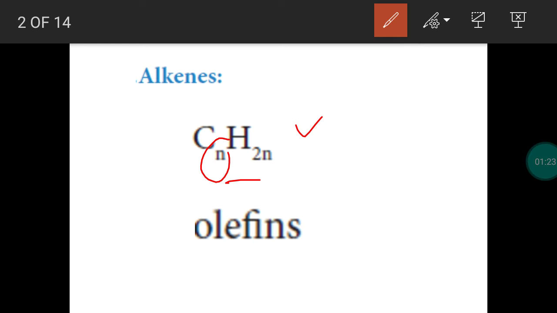So what is the homologous series? Alkenes. By substituting the values 2, 3, 4, 5, you will get the members of the homologous series. So you substitute number 2, what is the formula? C2H4. So that is the first member of the homologous series, ethylene. Common name ethylene, IUPAC name is ethene. What is the next member? C3H6. So it's called propene. Common name propylene, IUPAC name propene.